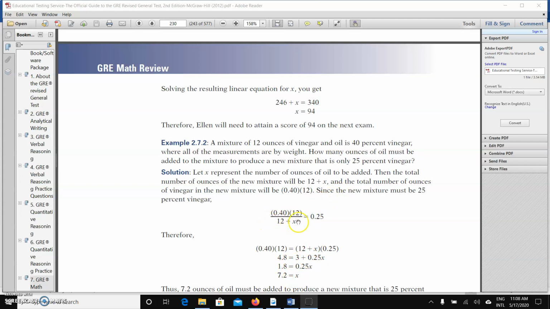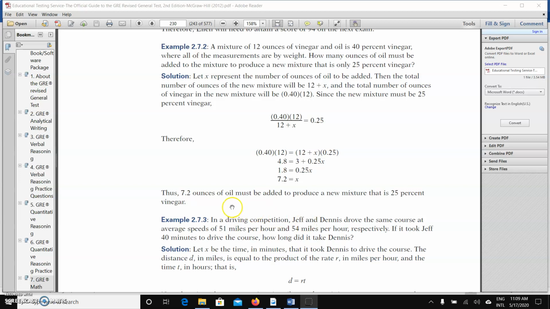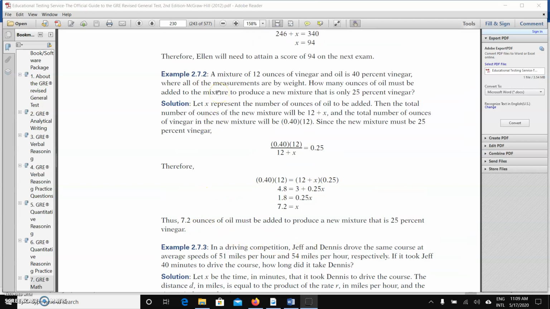In case this is confusing: percentage, which is 40 divided by 100, times the total mixture, which is 12, equals the new mixture, which is 12 plus x since the new oil is added, times the percentage of the new mixture, 0.25. So when you solve it through, you get 7.2. So that's the answer. A question like this can be confusing, but if you are patient enough and read through, you get it.